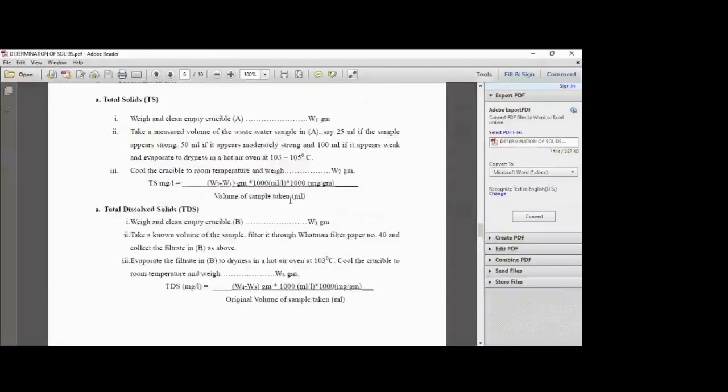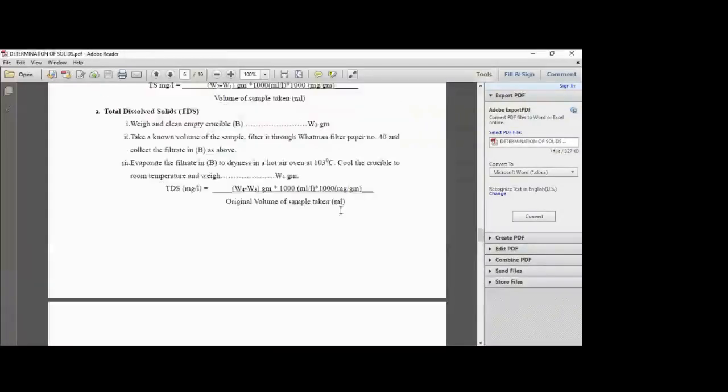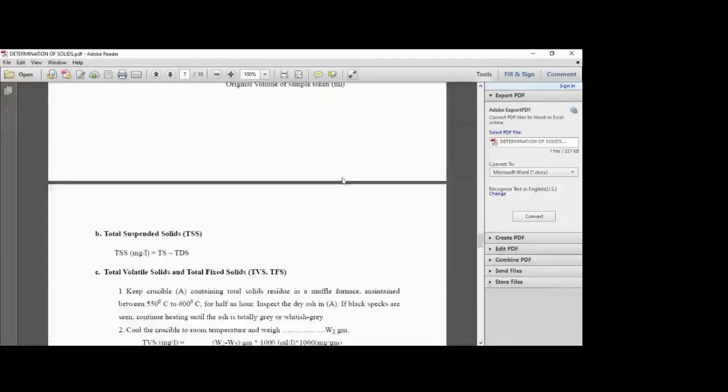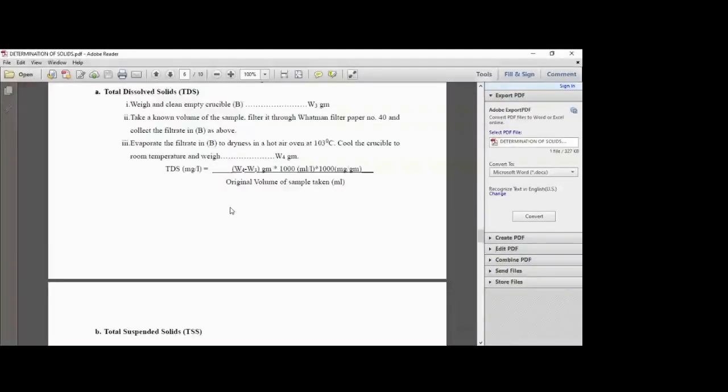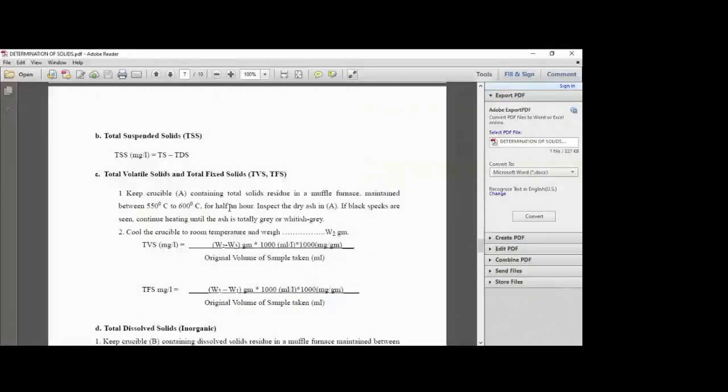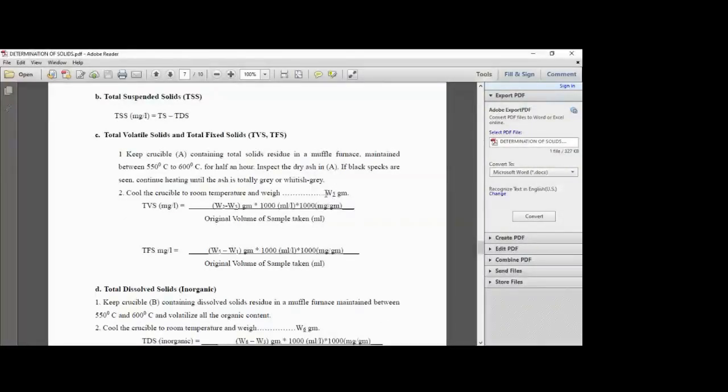Previously we had this W2 weight. We are going to weigh the crucible which we take out of the muffle furnace, and that will be weighed as W5. So W2 minus W5 will be nothing but the amount of total volatile solids. W2 was giving you an idea about the TS, but now W2 minus W5 will be giving you an idea about the TVS, that is in mg per liter.